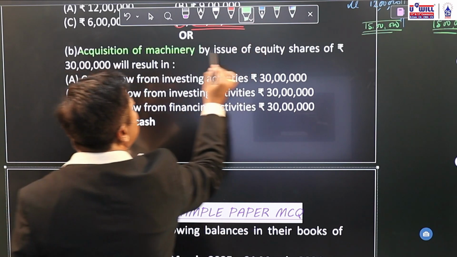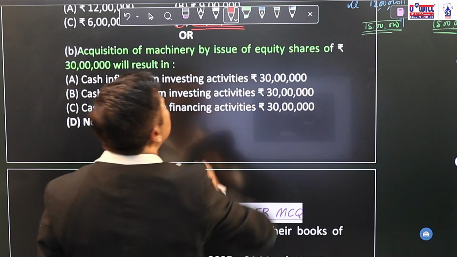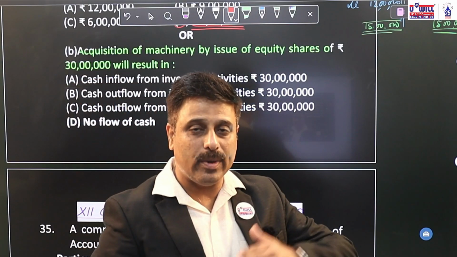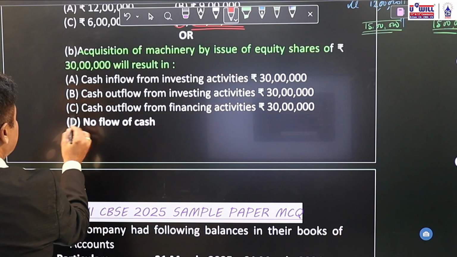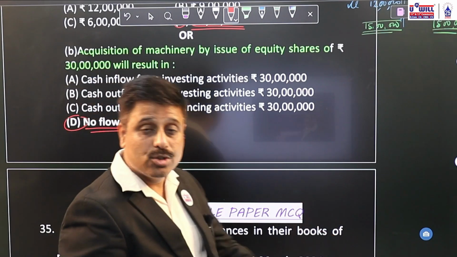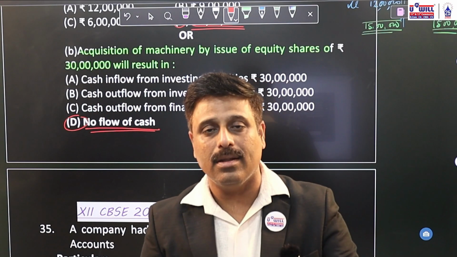Acquisition of machinery by issue of equity shares of 30 lakhs will have no effect on cash flow statement. If you are acquiring machinery and giving equity shares, neither cash comes in nor cash goes out. So it will result in no flow of cash. See, in just few seconds, you can answer it. So in exams, sometimes selecting the right question to answer also makes difference.